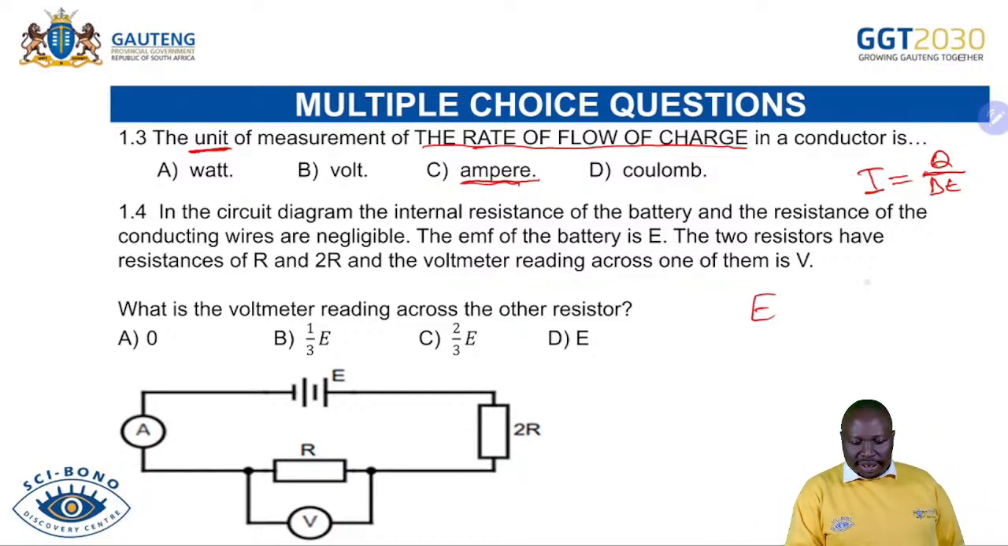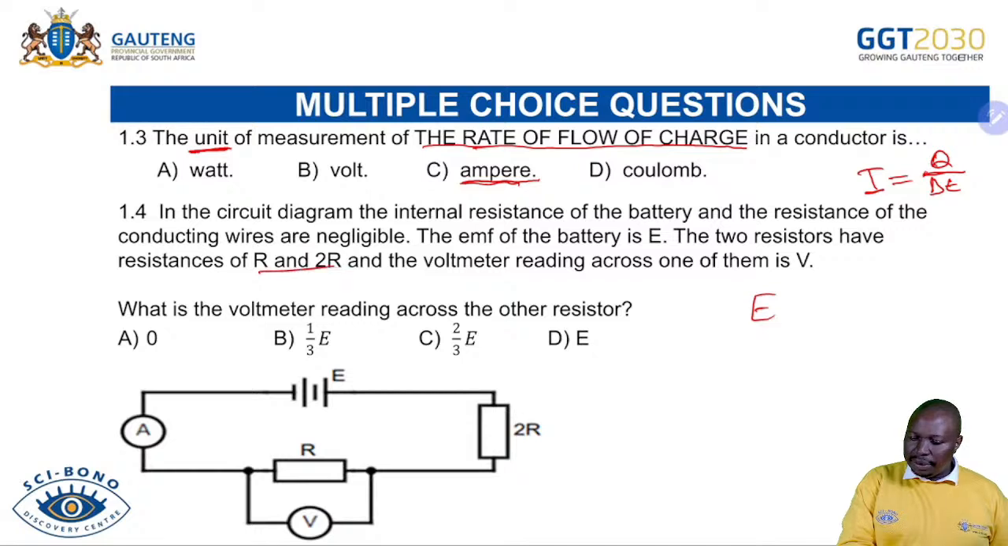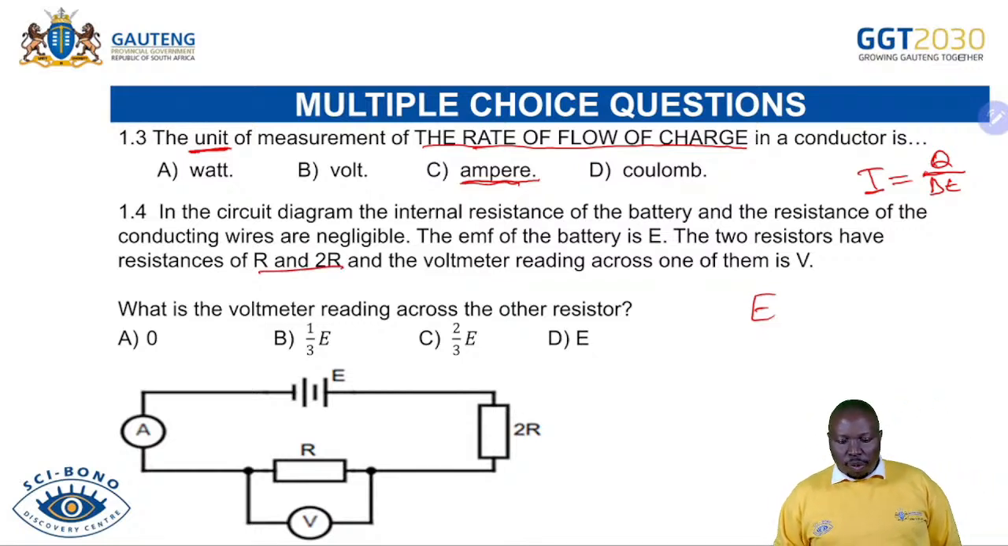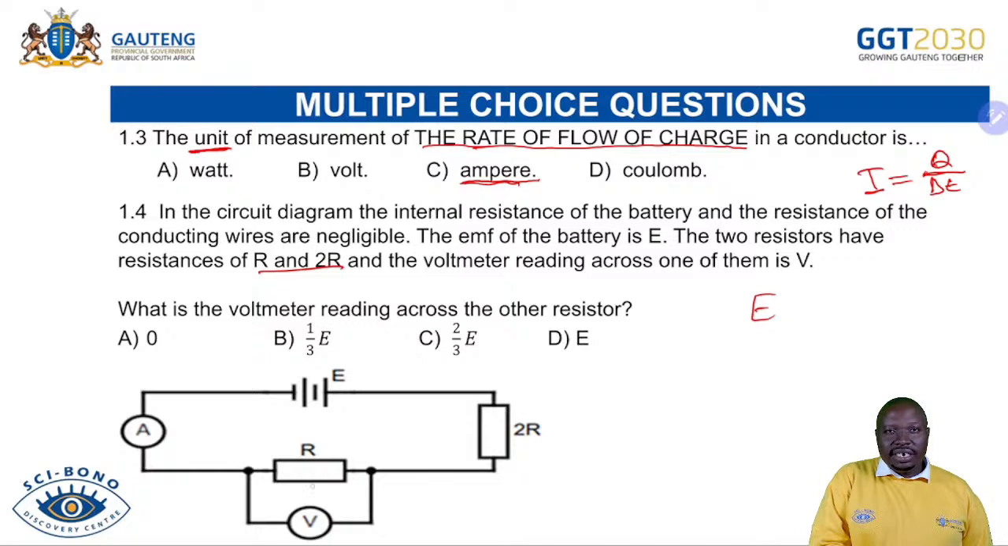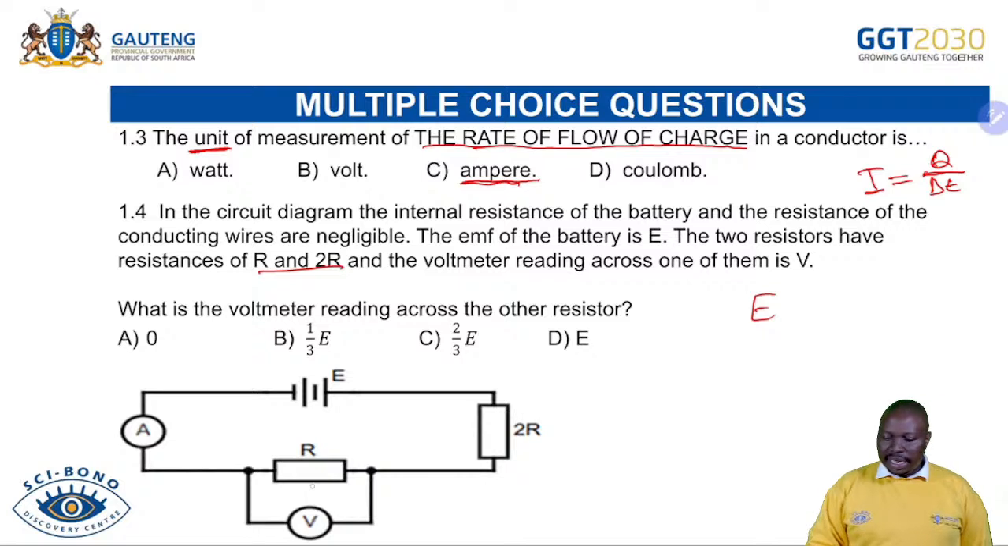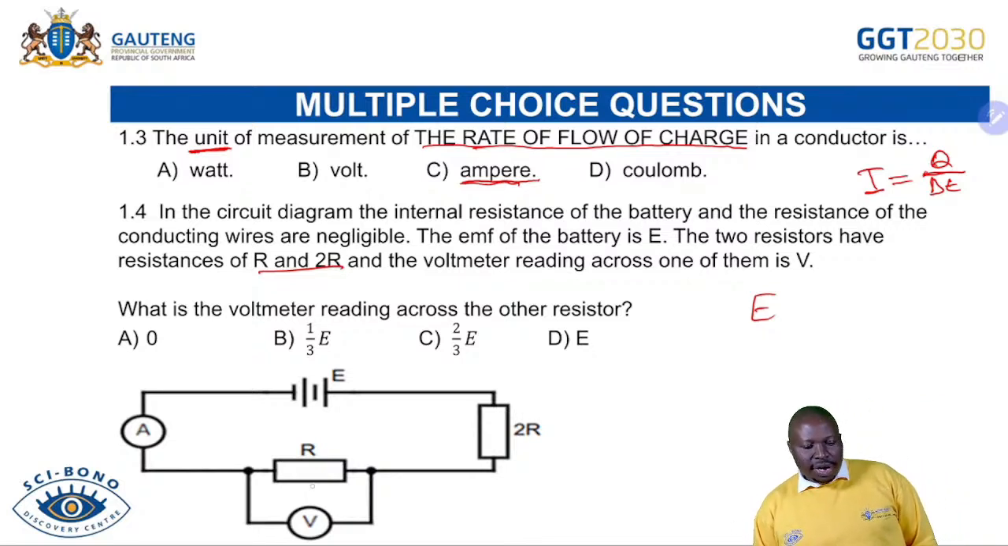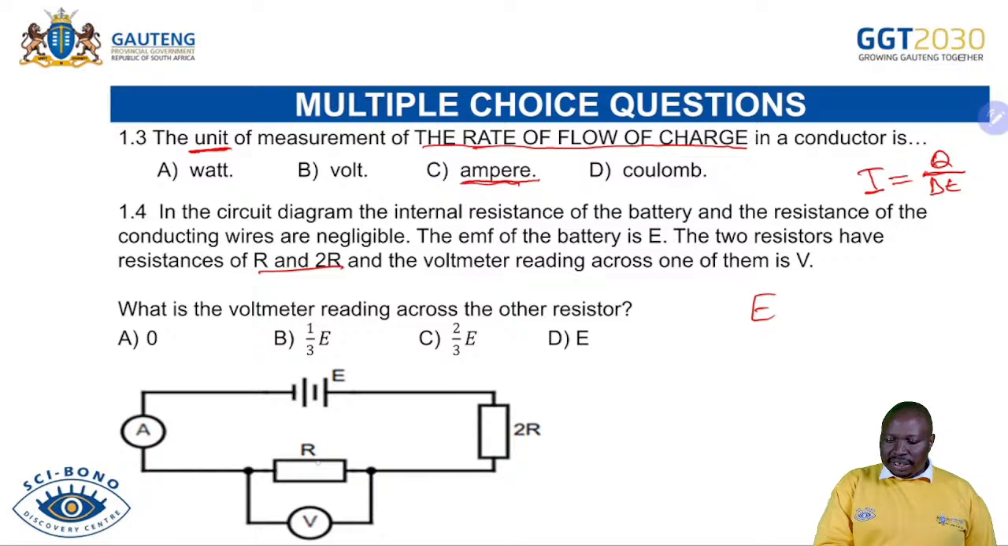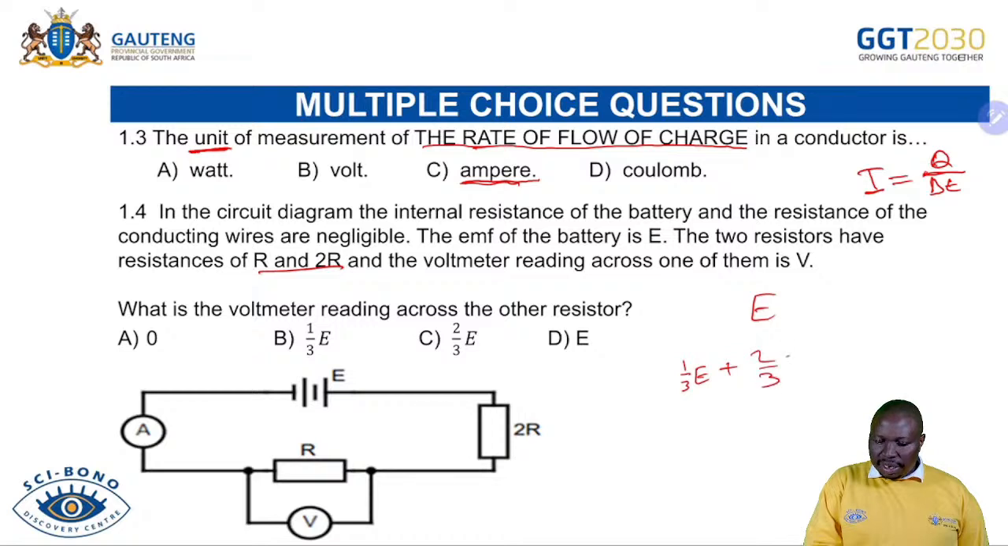So we're saying the 2 resistors have resistance of R and 2R, and the voltmeter reading across one of them is V. The R1, it gives us V. Obviously now, what is the voltmeter reading across the other resistor? So you will have indicated that if this one is indicating only 1/3 of what is happening, this one is representing 2/3, because when you add 1/3 E plus 2/3 E, they must be able to give you E, which is our total.